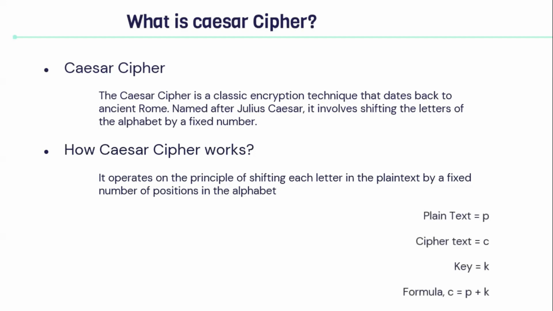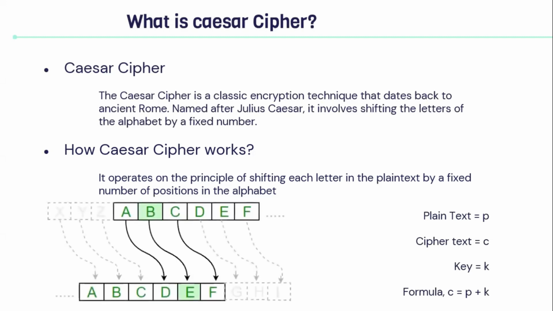The plain text is represented by the letter P. Here P is the value of the alphabet. C is the ciphertext and the key is represented by K, and the formula for encryption is C equal to P plus K, the index of the plain text plus the key is equal to the ciphertext.